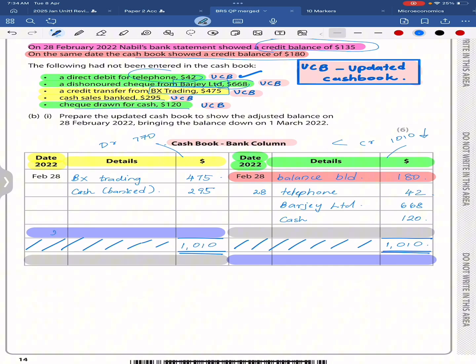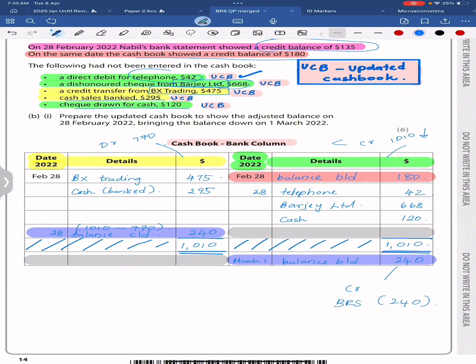Now as at 28th, finding the balance carried down value, which is 1010 take away 770, which gives 240. Carried down. March 1st, balance brought down 240. Since this is on the credit side, in the bank reconciliation statement, this value should be written within brackets.